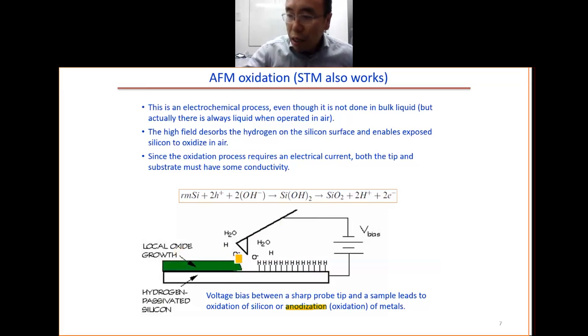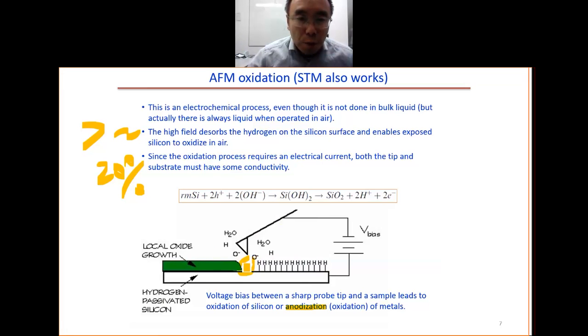So when the humidity is higher than about 20%, there will be water. Water will be condensed. That means this is an electrochemical process. So then it will be an electrochemical process. So we have the water, we have liquid. This is an electrochemical process.